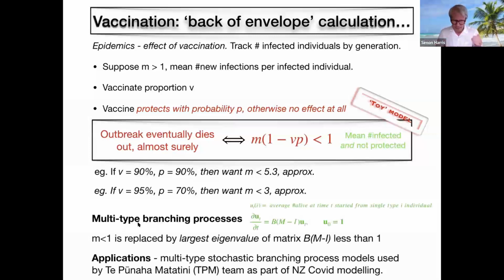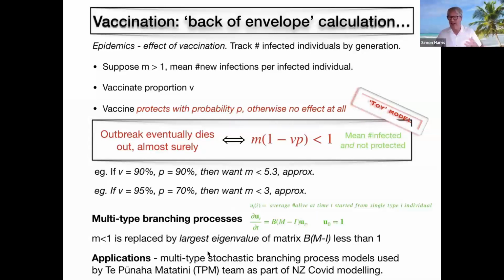So in fact, there's a generalization for multi-type branching processes where now the mean being less than 1 is replaced by the largest eigenvalue of a matrix. So you need a mean matrix. You need to look at the mean number of type J's that a type I individual gives birth to. You stick those in a matrix. So matrices play an important role in those more advanced multi-type models.